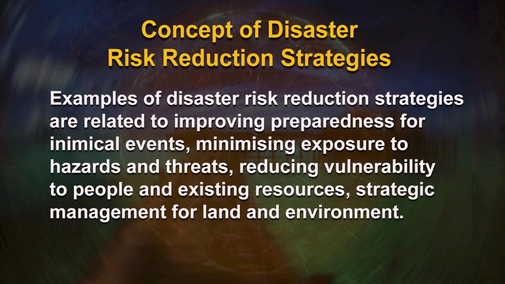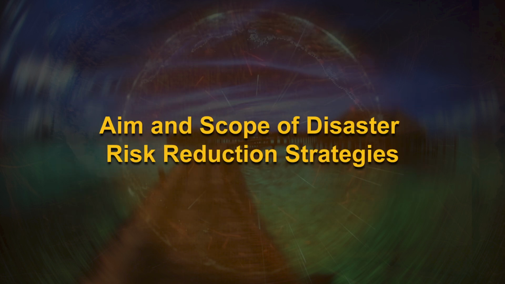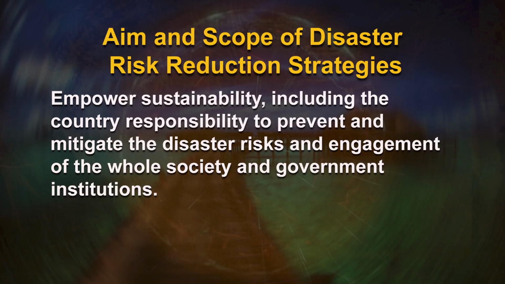Examples of disaster risk reduction strategies are related to improving preparedness for inimical events, minimizing exposure to hazards and threats, reducing vulnerability of people and existing resources, and strategic management for land and environment. Aims and scope of disaster risk reduction strategies. The aim of disaster risk reduction strategies is to reduce risks and prevent new risks, empower sustainability, including the country's responsibility to prevent and mitigate the disaster risks, and engagement of the whole society and government institutions.